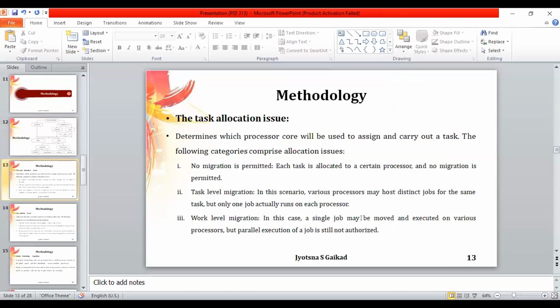So the first issue is the task allocation issue. We have to determine which processor core will be used to carry out the task. There are the following categories which comprise these allocation issues. Number one is no migration is permitted. Here, each task is allocated to a certain processor and no migration is permitted.